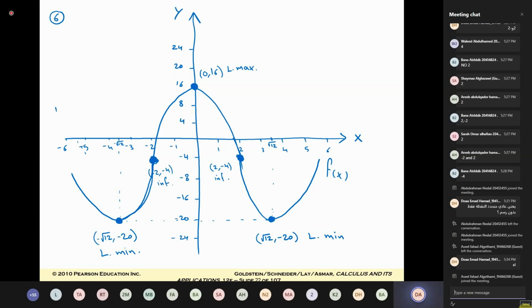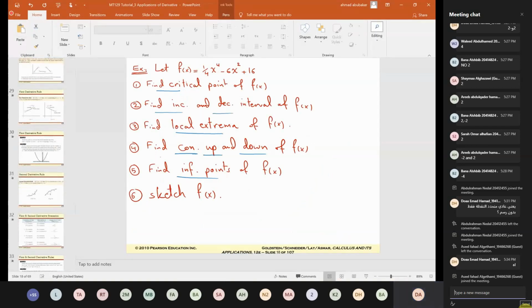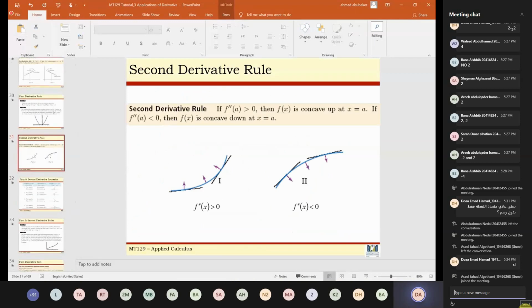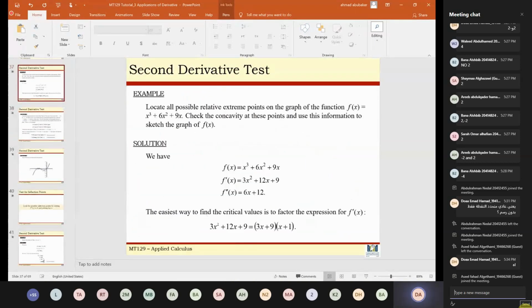The main subjects: second derivative test for local extrema and optimization problems. Okay. Now, second derivative test. Sorry, this one, second derivative test.